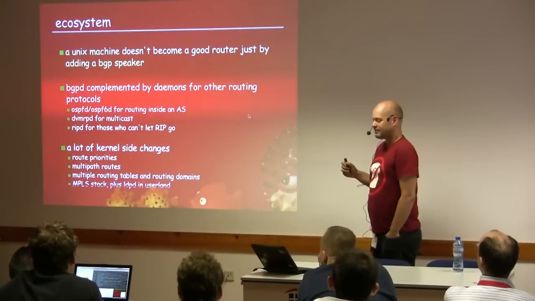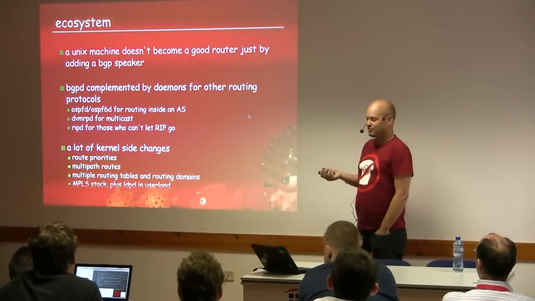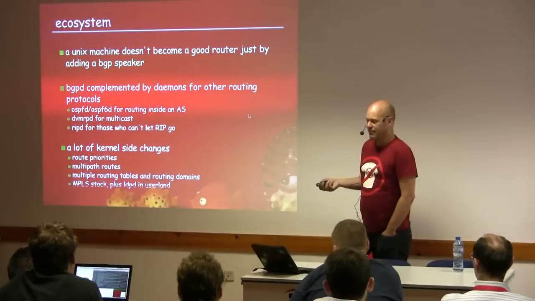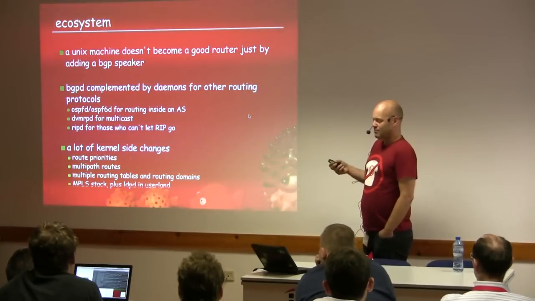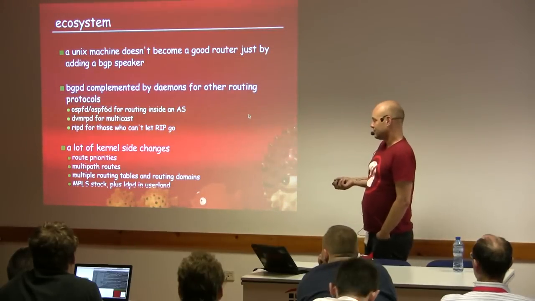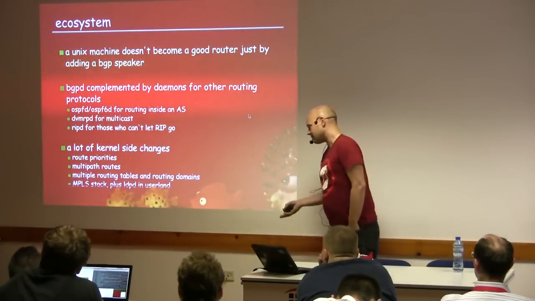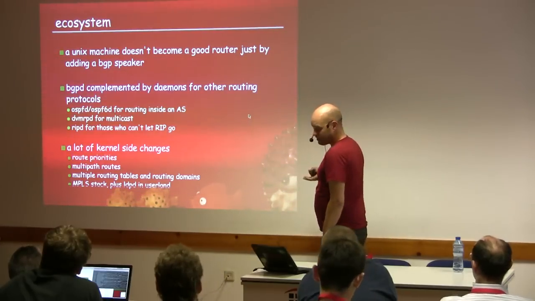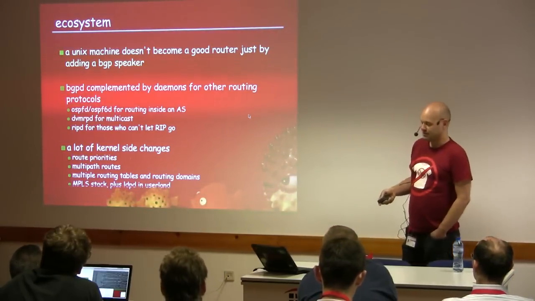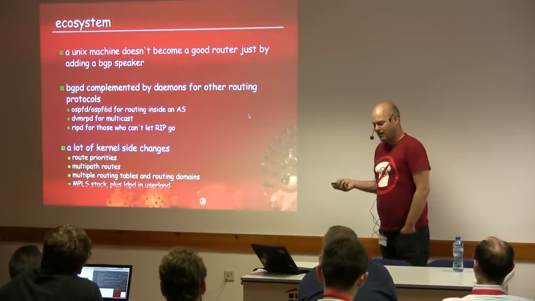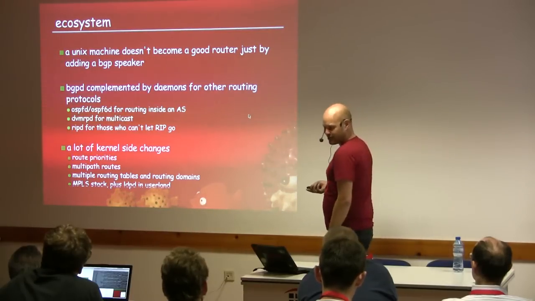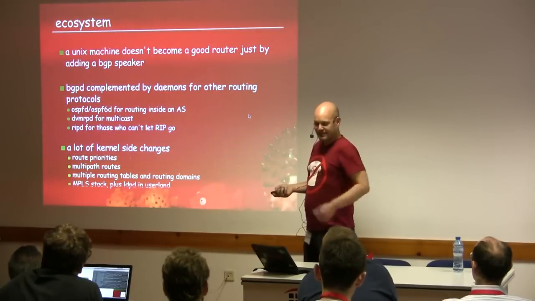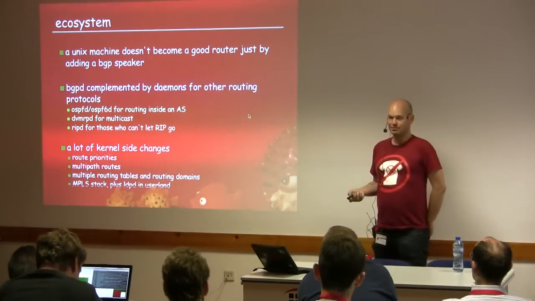The ecosystem is quite important. A regular Unix machine doesn't suddenly become a good router just by installing a BGP speaker on it. So it's not just the BGP implementation. We modified the kernel a lot to make OpenBSD a better router. We got route priorities, multipath routes, multiple routing tables, and eventually routing domains. We even got an MPLS stack. And also, it's not just BGP. You also want OSPF, DVMRPD for multicast stuff, and for the few places that still run RIP, we even got a RIPD re-implementation.